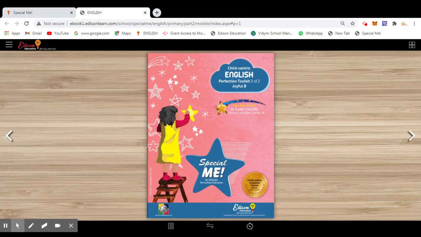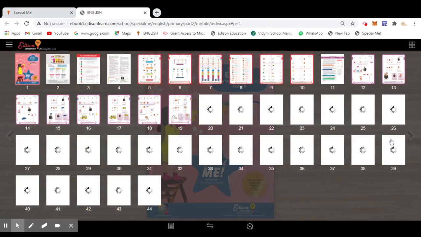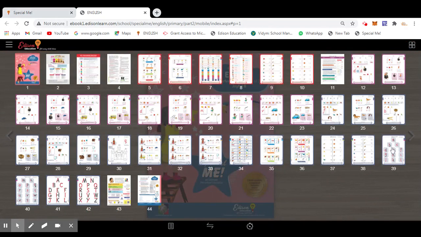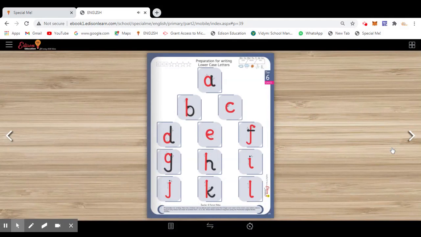So, students, take out a child centric English Perfection Toolkit 2 Joyful Bee and open page number 39. Today we are going to trace lowercase letters with the help of our finger. Preparation for writing lowercase letters.